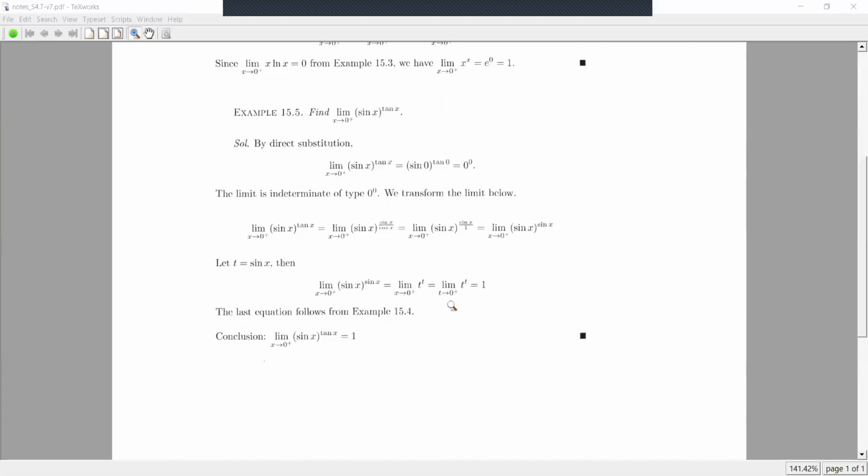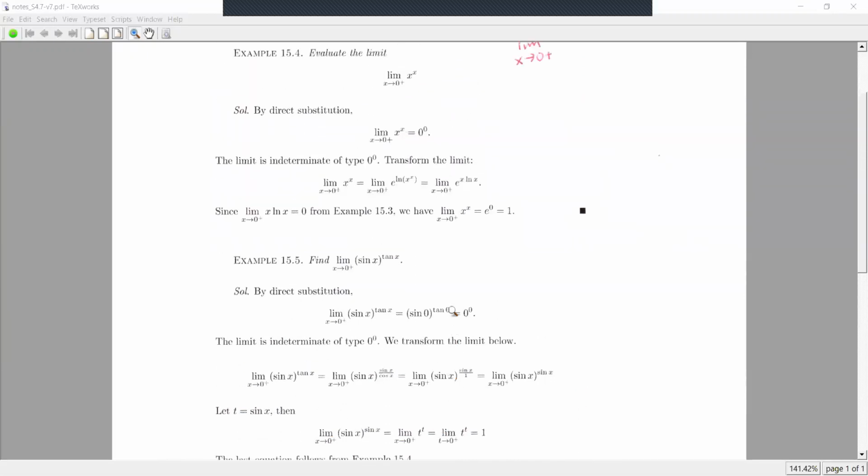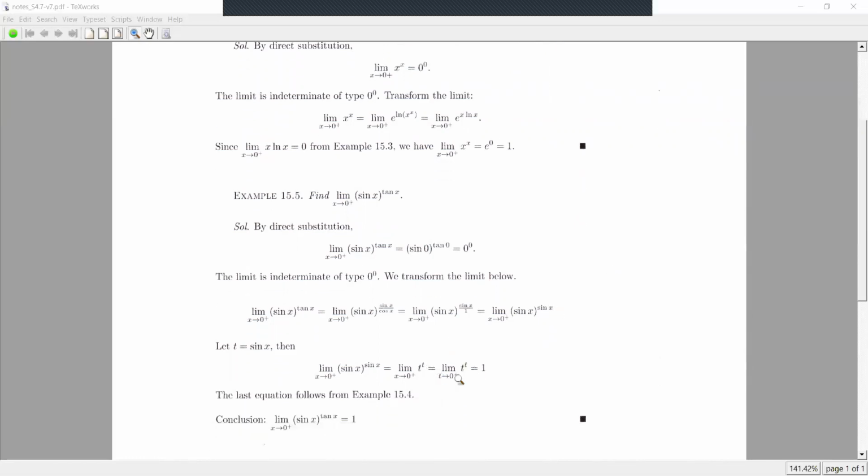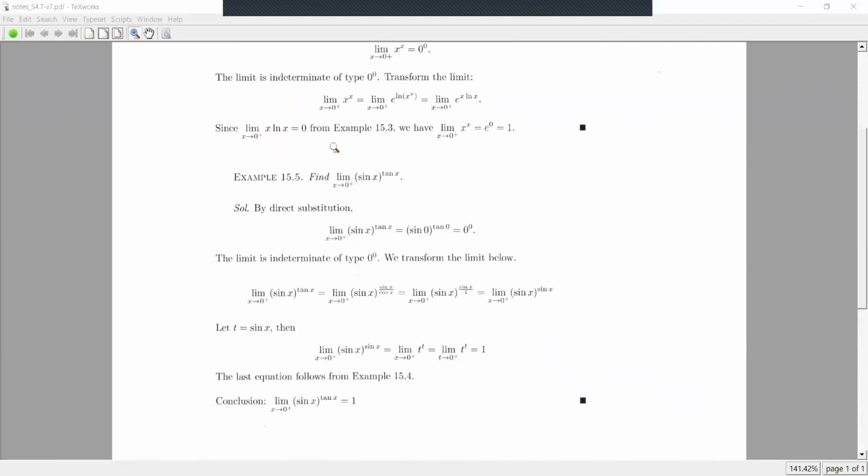Okay, but this limit, we got this limit in example 4. In example 4, as x approaches 0 from the right, sine x over x approaches 1. So this limit is 1. Okay. So therefore, the original limit is equal to this, but this is equal to this limit. This limit is 1. Therefore, the original limit is 1.